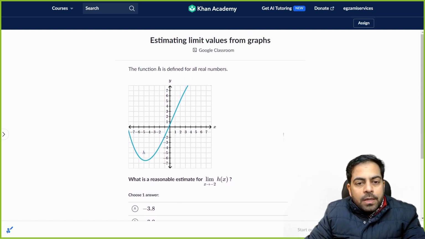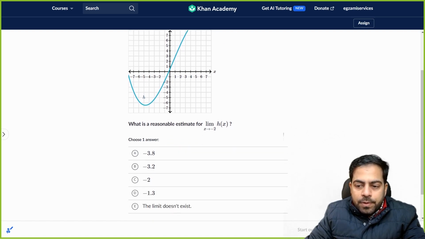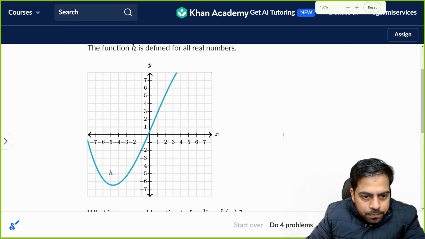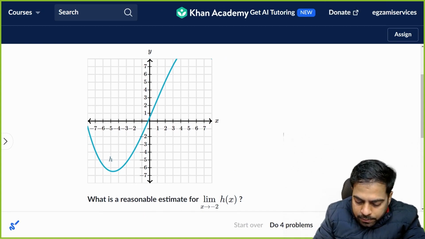All right, the function h is defined for real numbers, estimating limits from graphs. Okay, next one, limit as x goes to -2. So let's go to x goes to -2. Here is x goes to -2.